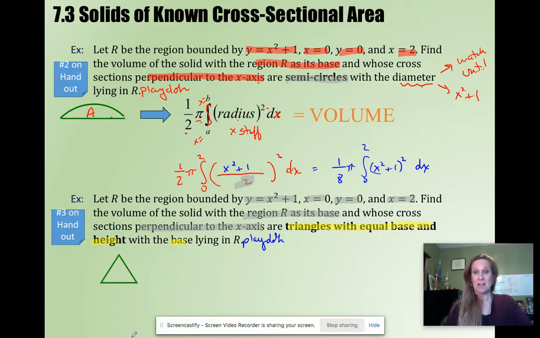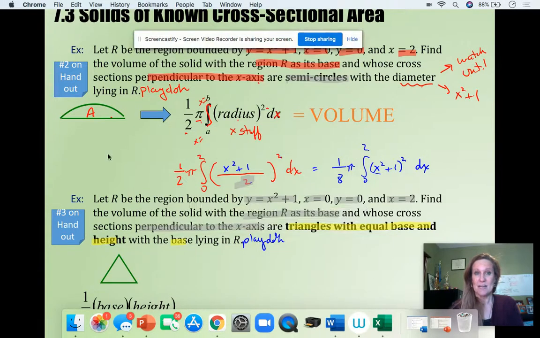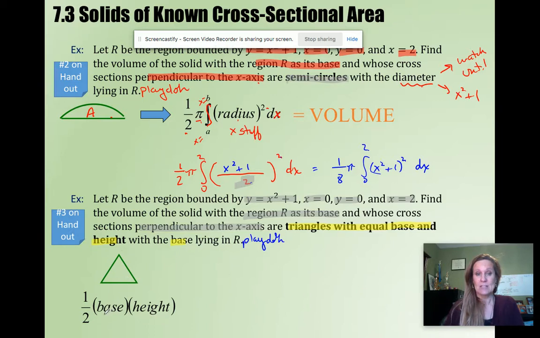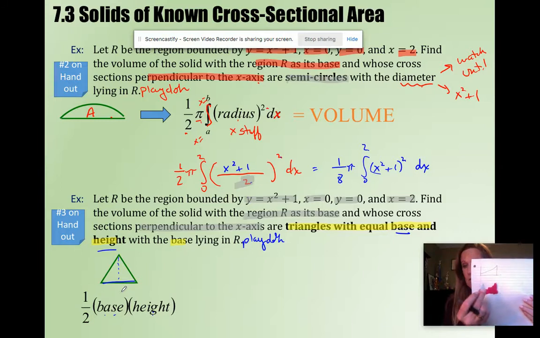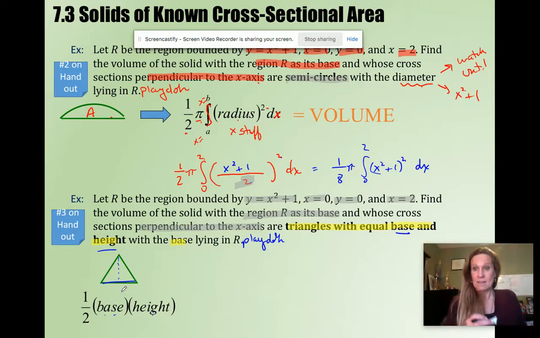So, triangle. What's the area of a triangle? 1/2 base times height. That's more than one variable. But what did they tell me? The base and the height are equal. Who's in the Play-Doh though? Who's laying in the Play-Doh? When you put your triangle into the Play-Doh, who's pointing at the x-axis? The base, right?